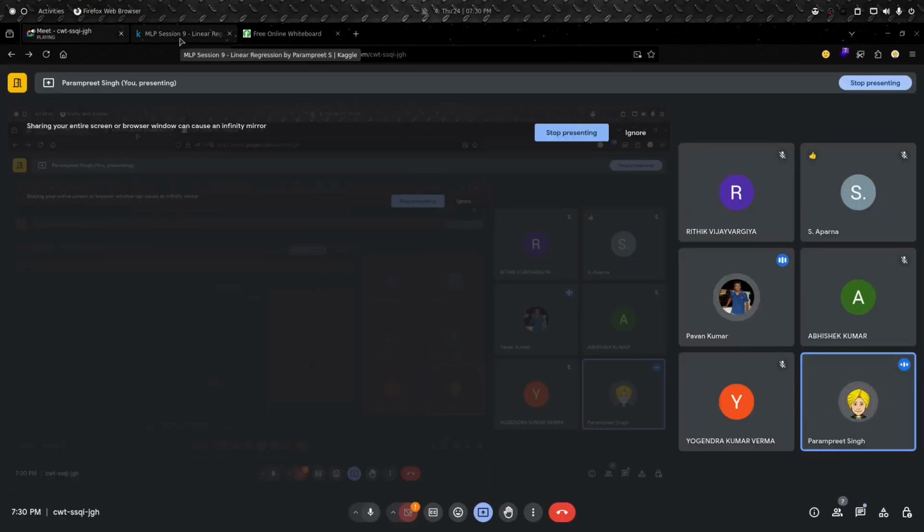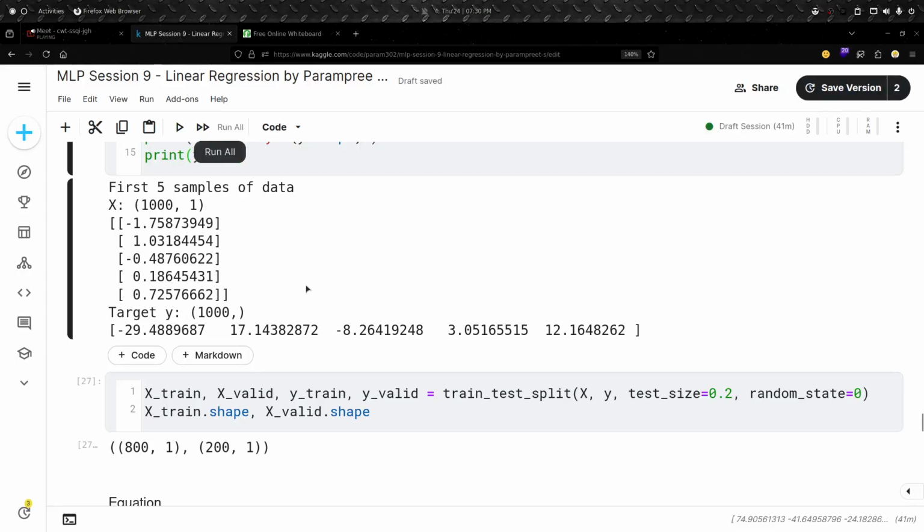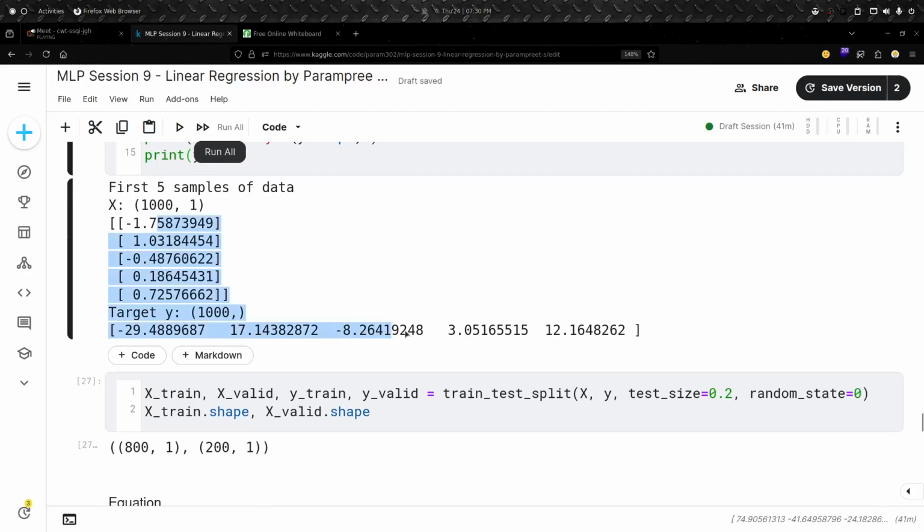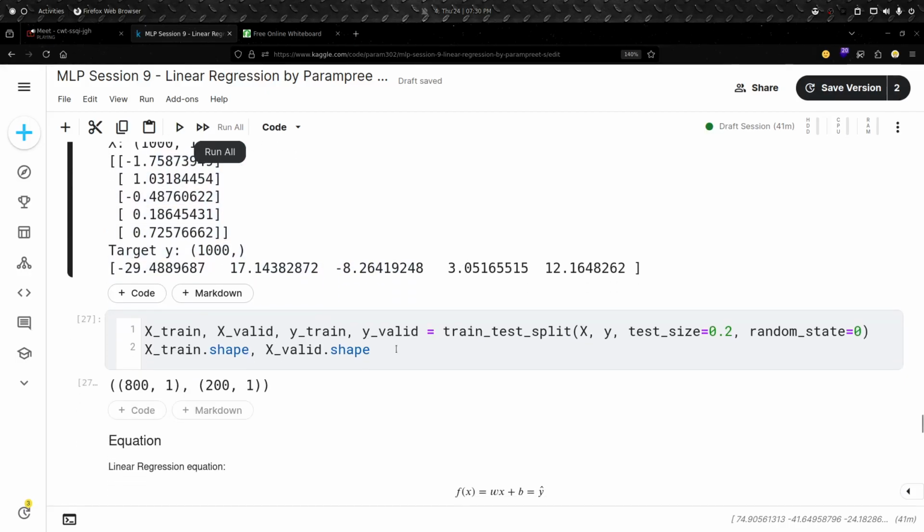What are all the weights of that particular equation? I'll tell you. Currently we are just defining the data. This is the data we have, x and y, and I'm splitting the data into two parts, x train and x valid. 20% in x valid and 80% in x train. If I run it here, you can see out of 1000 samples, 800 will be in training and 200 will be in the validation set. Is this clear?